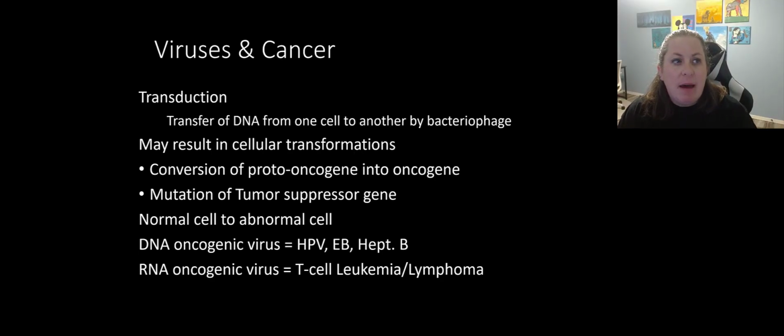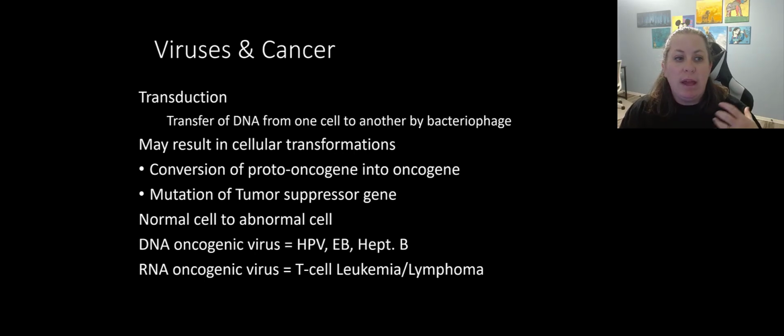So let's talk a little bit about viruses and cancer. All right, so transduction is the transfer of DNA from one cell to another, and this is done by bacteriophages. So bacteriophages can introduce new DNA into bacteria. This may result in cellular transformations where the cells actually change. So conversion of a proto-oncogene to an oncogene can occur here. Now, a proto-oncogene is a pre-cancerous gene. It's not cancer yet, but if it mutates to an oncogene, it is now a cancer gene.